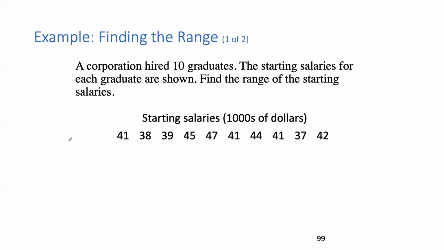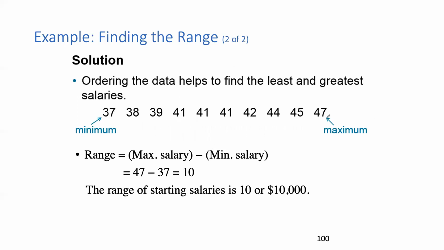So for instance, if I have this data set here, the starting salaries for each of these 10 graduates is shown. If I want to find the range of this data set, I want to find the min entry and the max entry. So maybe first I order the data set in ascending order from smallest to largest. The smallest entry is 37, the largest entry is 47. So the range of this data set is 47 minus 37, which is 10, or $10,000, because they're all represented in thousands of dollars. So that's the first measure we can think of as a measure of dispersion, a measure of variation in the data set. That's not bad for a first attempt.